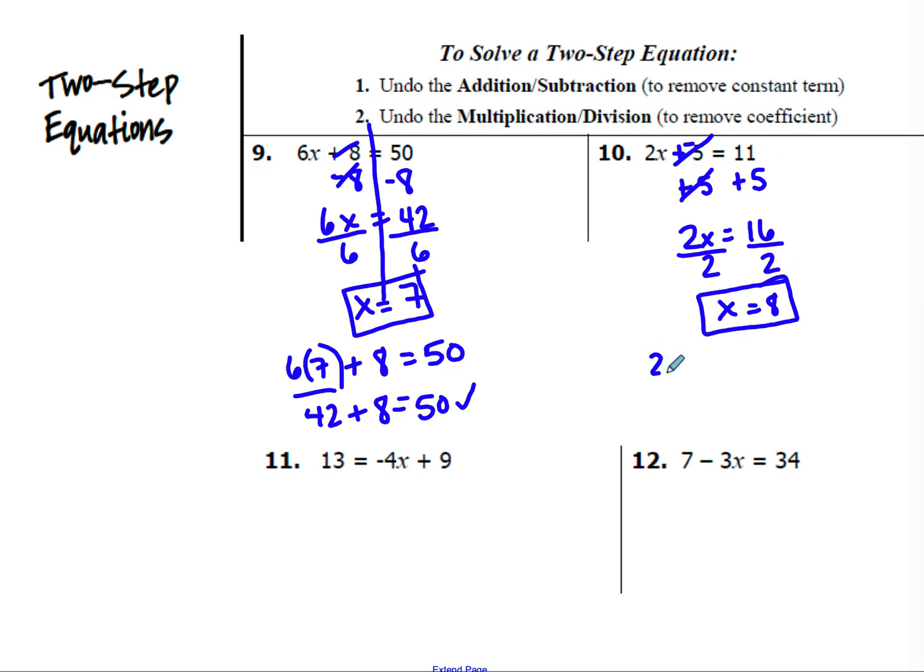Let's check our answers. 2 times 8 minus 5 equals 11. Regular order of operations when I'm checking. 2 times 8 is 16. 16 minus 5 equals 11. Yep, that's true.